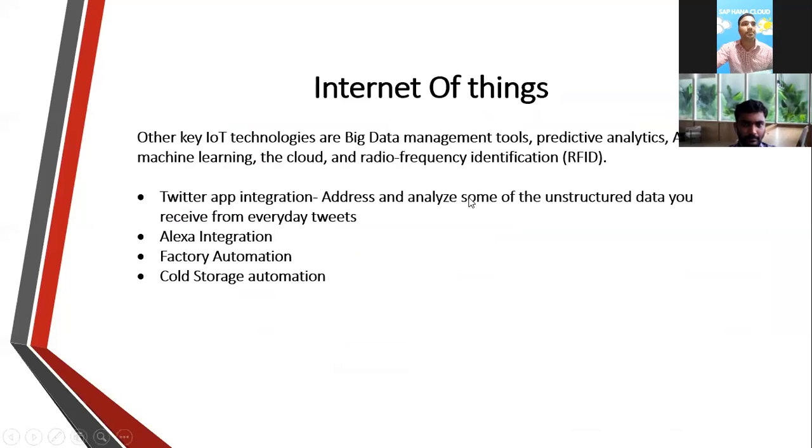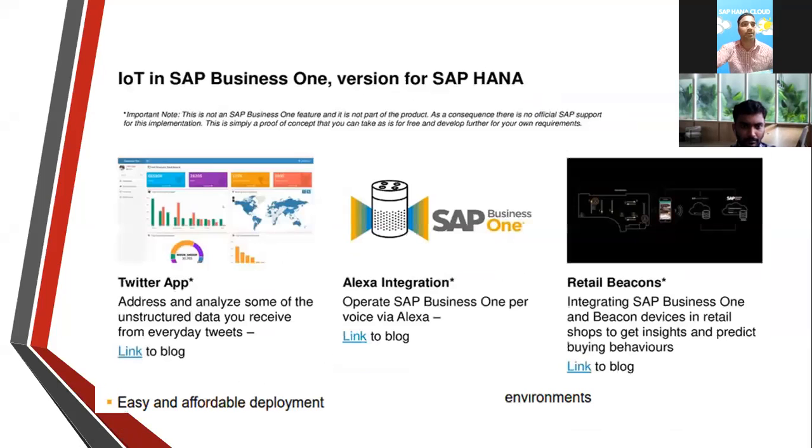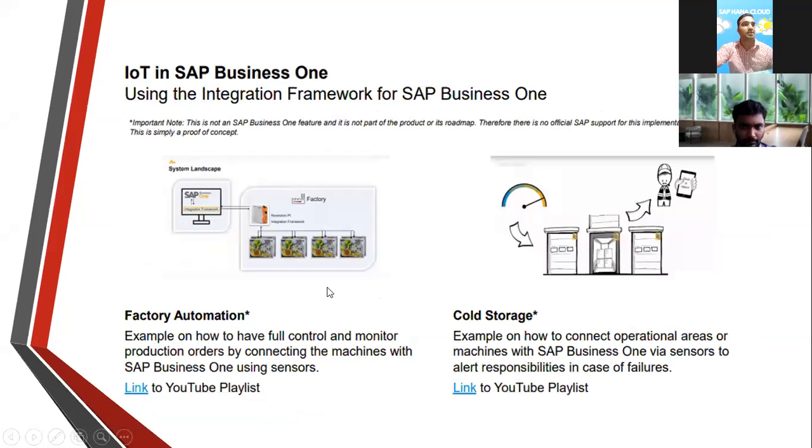Talking about the Internet of Things, to give you an example, nowadays we have smart homes with Alexa integration. When you tell Alexa to switch off your lights, the lights get switched off, switch on the fan, the fan comes on, and likewise your gate gets locked. That is just an example of where the Internet of Things comes into the picture. Likewise, you will see different technologies that SAP B1 is working on. There are other integrations like the Twitter app and Alexa integration. Other than that, we have factory automation and cloud storage also.